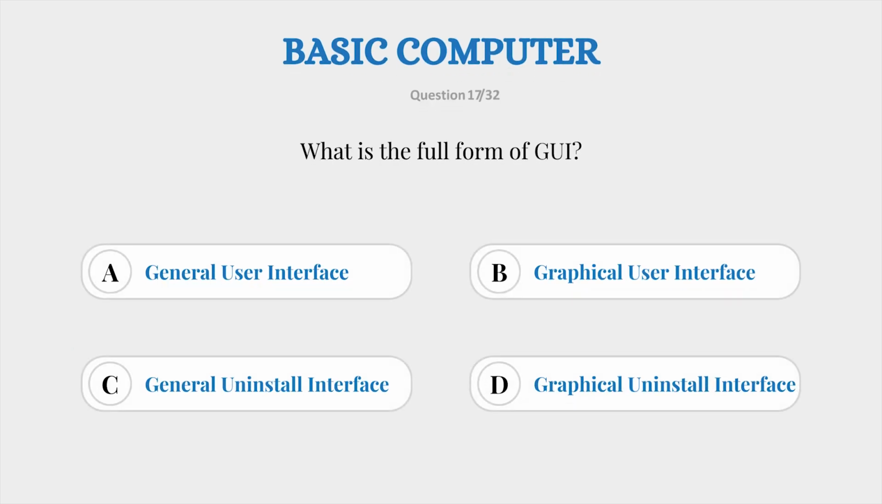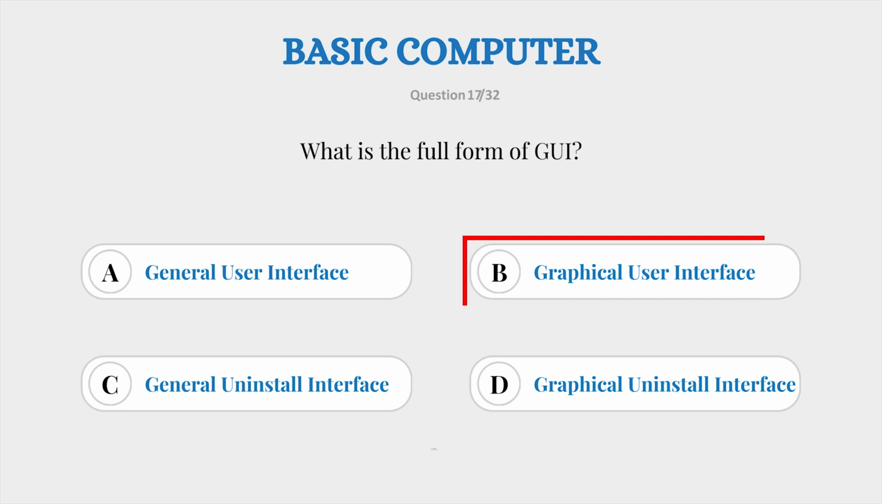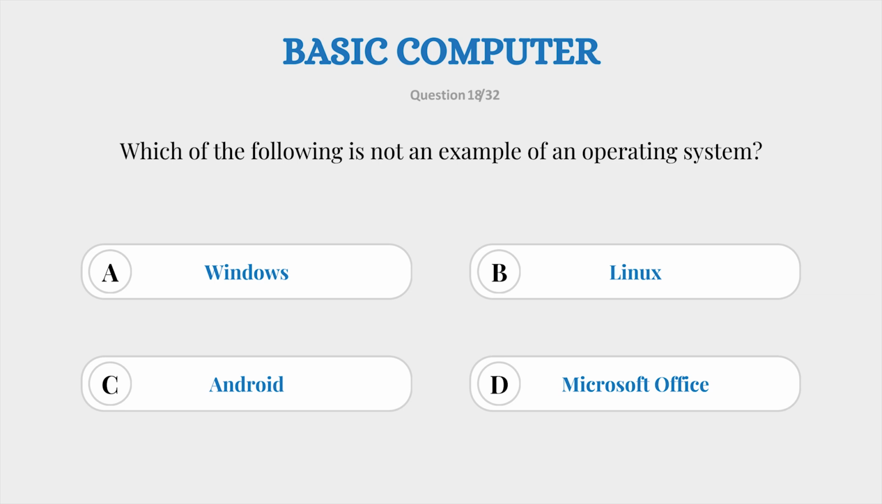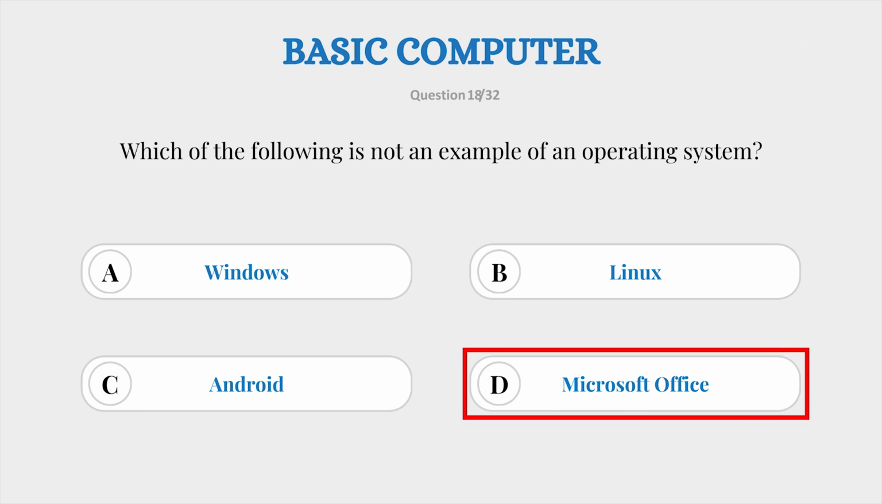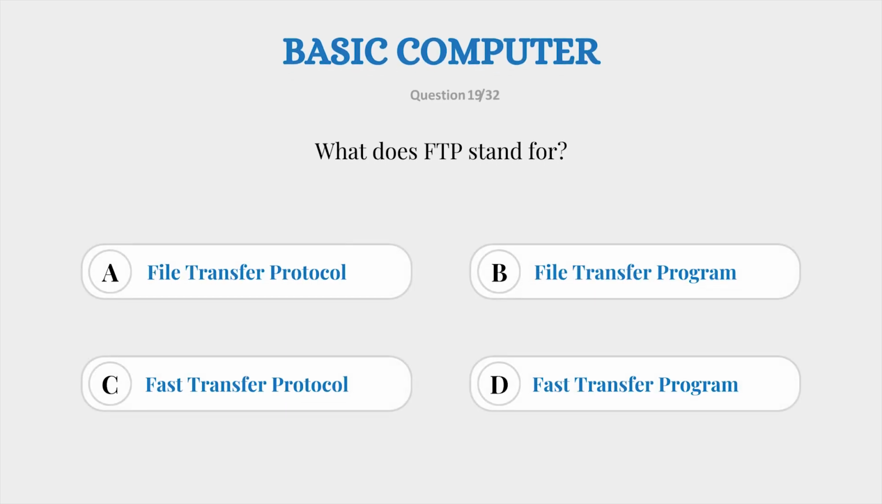What is the full form of GUI? The right answer is B. Graphical User Interface. Next question. Which of the following is not an example of an operating system? The right answer is D. Microsoft Office. Next question. What does FTP stand for?